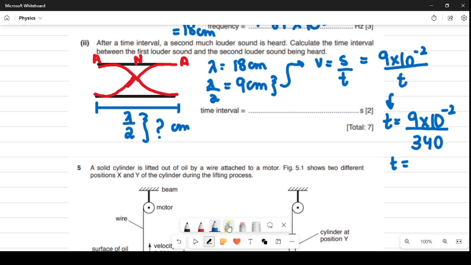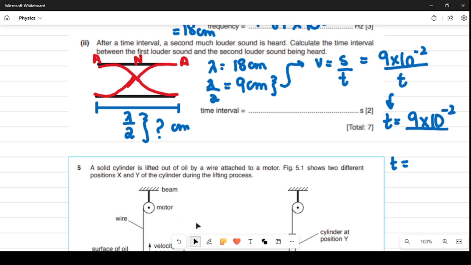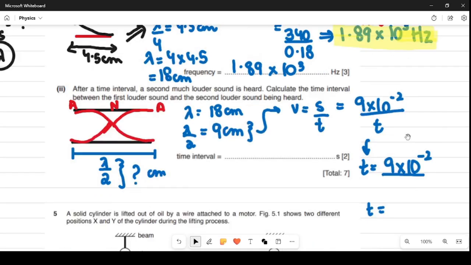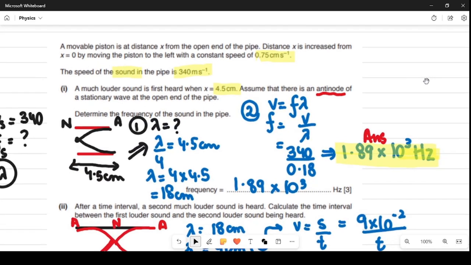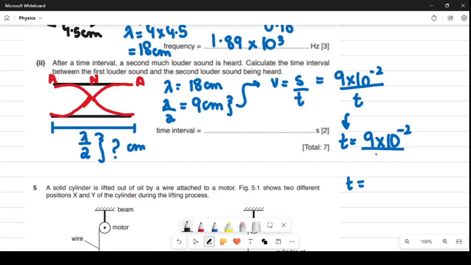Right. You will not be taking 340 over here. The speed that you are going to take is 0.75. Why? Because in the previous question, we were concerned with the frequency of the sound. That is why we took the speed of the sound. In this case, we are concerned with the speed at which he is moving the piston, the movable piston. So you will be taking 0.75 as the speed. This was important. I didn't make a mistake over here. So this is 12 seconds.